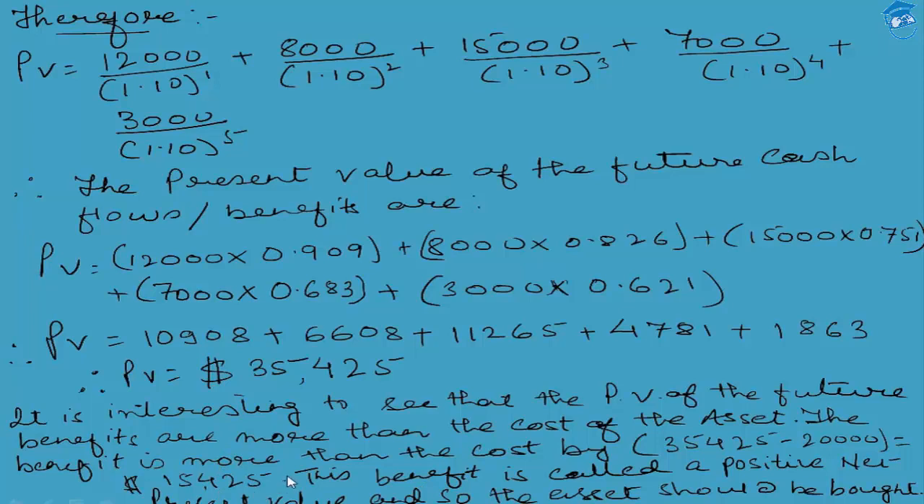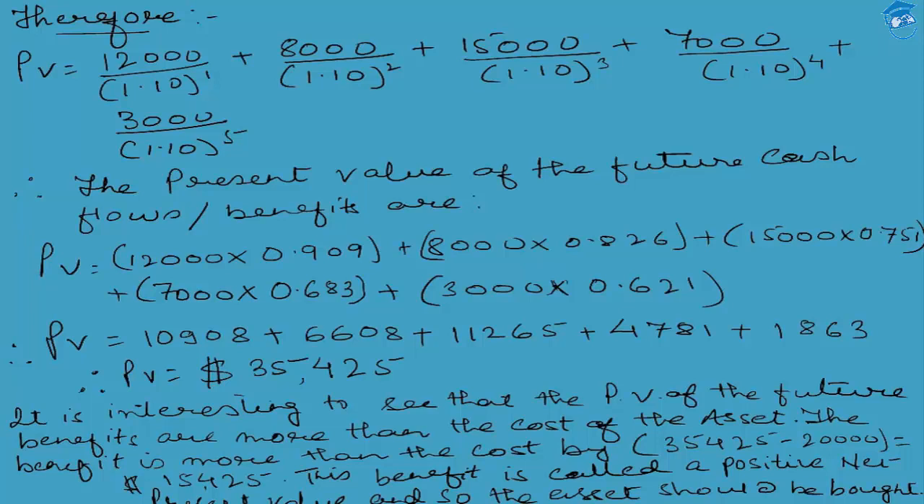15,425 has been obtained as the difference between the present value of the future benefits and the initial cost of the asset. Rather, we should say that the initial cost of the asset, that is 20,000 USD, is being subtracted from the present value of the future cash inflows, which works out to be 35,425. So the residual amount, that is 15,425, crops up as the net present value. So now, students, it was a positive NPV.